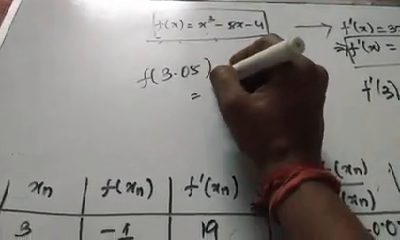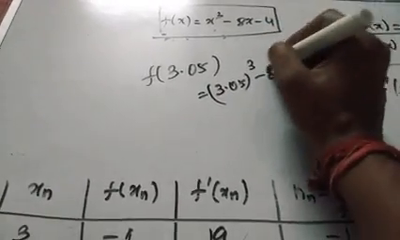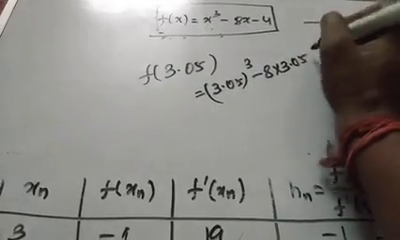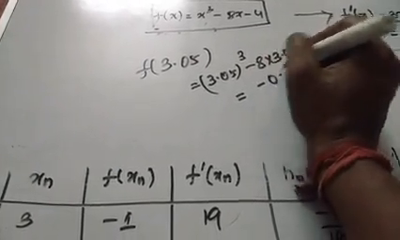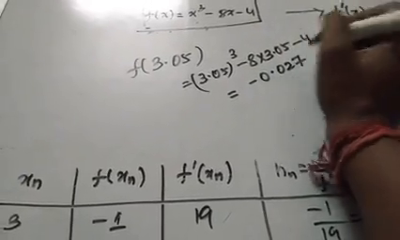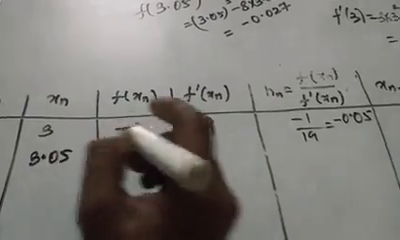That is 3.05 whole cube minus 8 into 3.05 minus 4. If we simplify that, we will get minus 0.027. So we will put the value here by using the calculator.